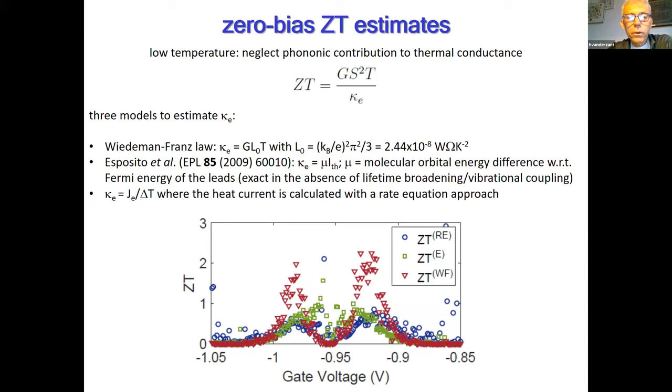So we also used two other models to estimate this thermal conductance. One of them is this one by Esposito, where you just say that the thermal conductance is the molecular orbital energy difference with respect to the Fermi energy times the thermal currents. And we have also used a radiation model approach to calculate the heat current and then relate that heat current to the thermal conductance by the temperature difference that we put in the calculations. If you see the green and blue curves, they indeed are a little bit smaller than the Wiedemann-Franz estimates, by about a factor of 2 or something like that, but that's not very dramatic. And if you take this all together, we would say that a safe estimate for our ZT value would be around 1 in these devices.